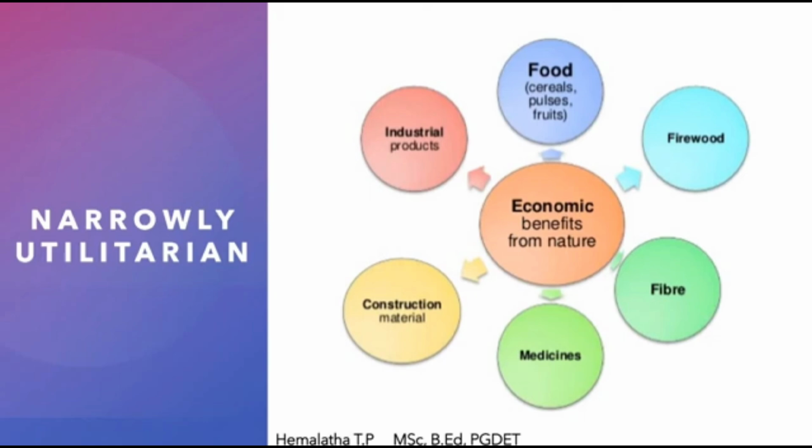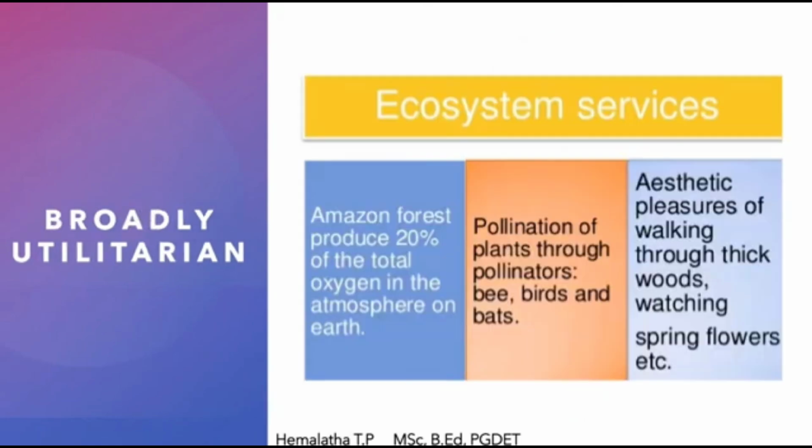If we consider it in a broader way, we get a total of 20% of our oxygen from nature itself, mainly from the Amazon forest. Can you now imagine how important the forest is for the survival of all living organisms on this earth? Yes.